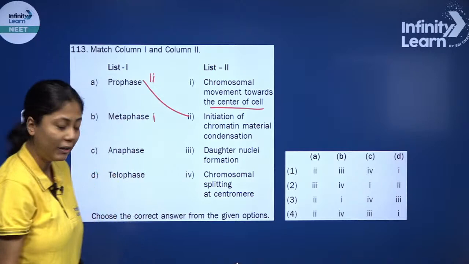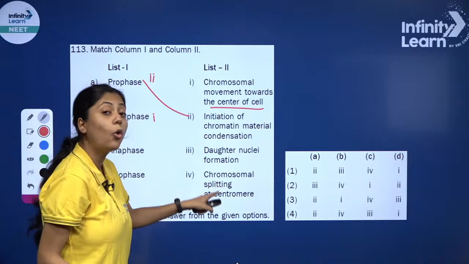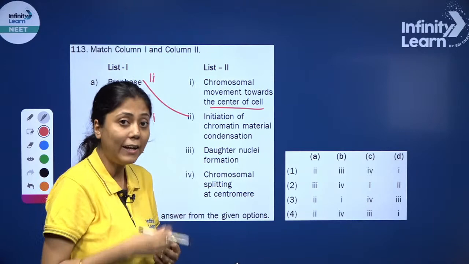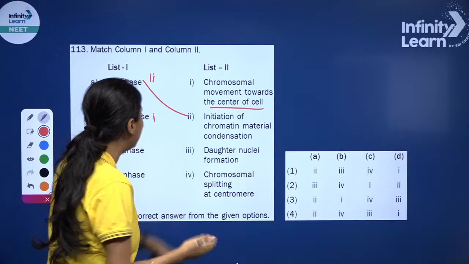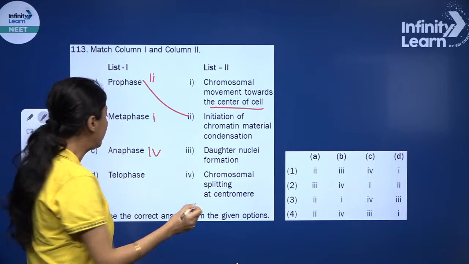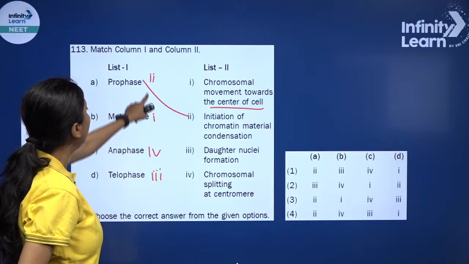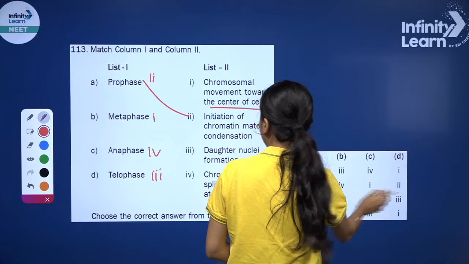Yes, this is metaphase. Next is anaphase. What happens during anaphase? It is involved in the chromosomal splitting, right? There will be the splitting of the chromosome, or rather we will say that the centromere will split, so chromosomal splitting at the centromere. Four, and telophase, there will be the formation of the daughter nuclei, right? So the answer would be A2, B1, C4 and D3. So option 3 would be the correct option.